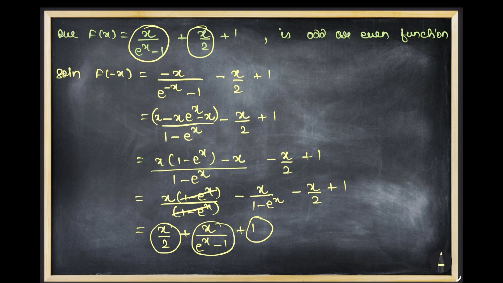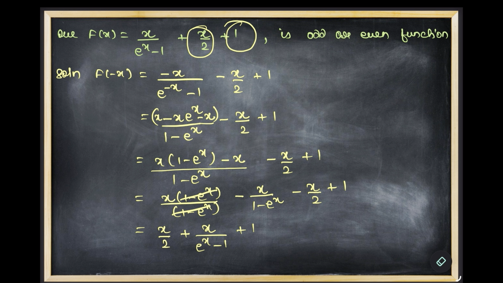And if you observe, this is f of x only. Okay, so you find out that you got your f of x. So this is your f of x, which is f of minus x. This means f of minus x is equal to f of x. Hence, it is an even function.